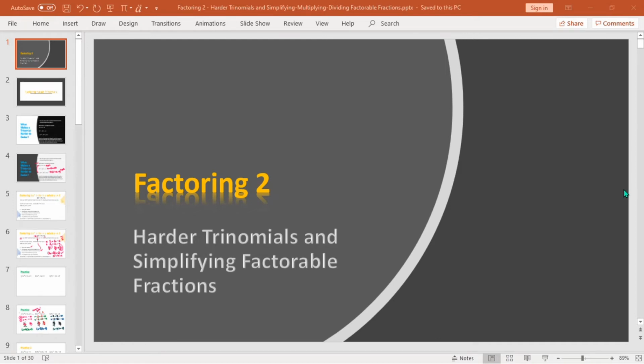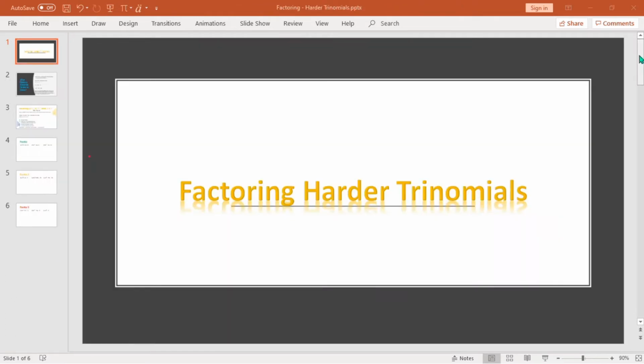This class we're going to discuss how to factor harder trinomials where the a value is not equal to 1, as well as how to simplify factorable fractions, which means you're going to take rational expressions that are in standard form on the numerator and the denominator, and we're going to simplify them, multiply them, and divide them. Now that we've mastered factoring simple trinomials where a is equal to 1, let's move on to harder trinomials.